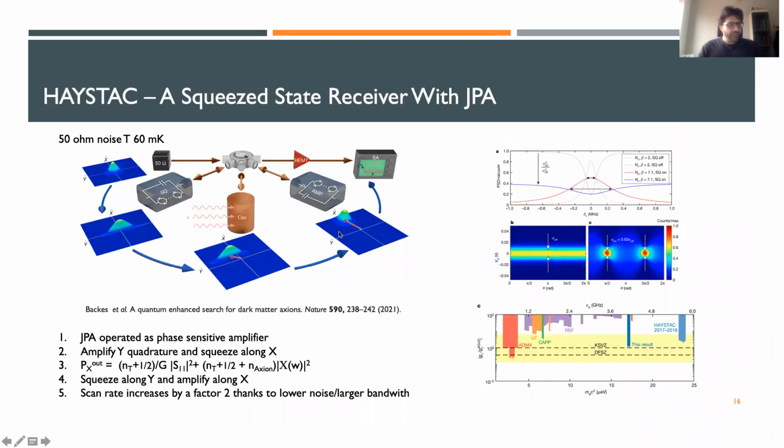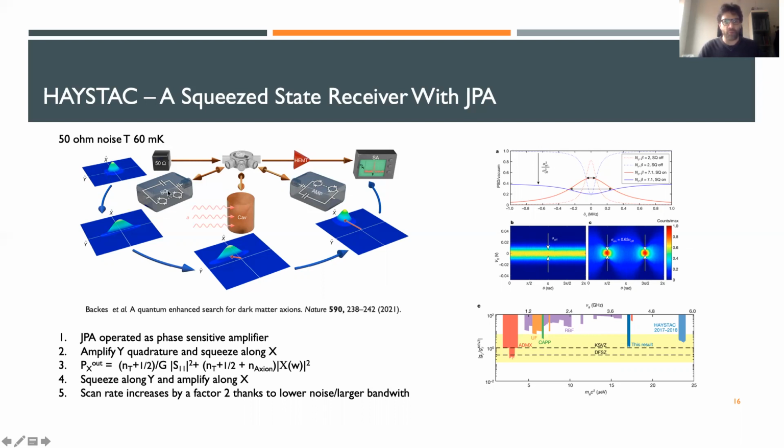So a different way of using parametric amplification is squeezing the noise. This was done recently by HAYSTAC. This is the Nature paper here. And what you do before your cavity, you usually have some noise reflecting on your cavity and combining with a signal coming from the resonant cavity. So what they did is to use the parametric amplifier to squeeze.